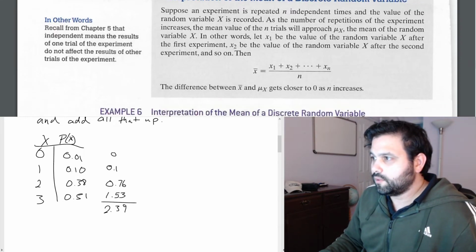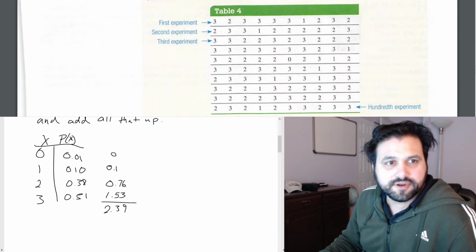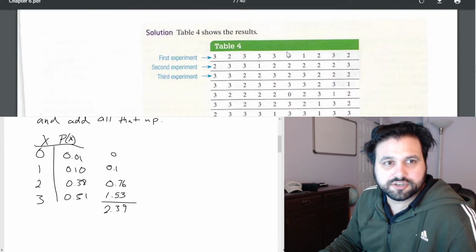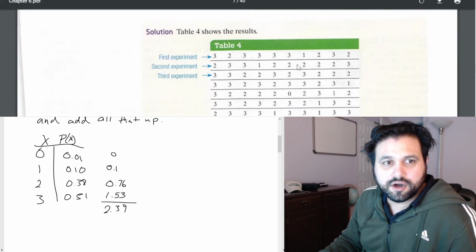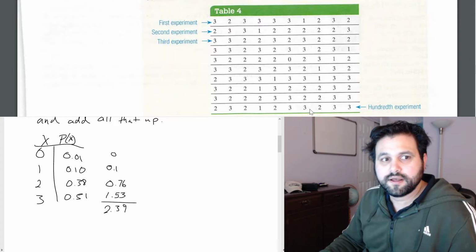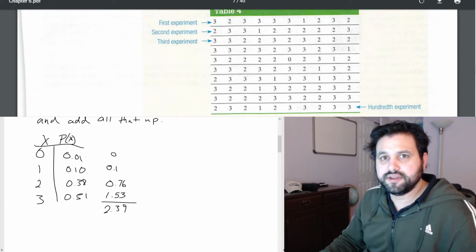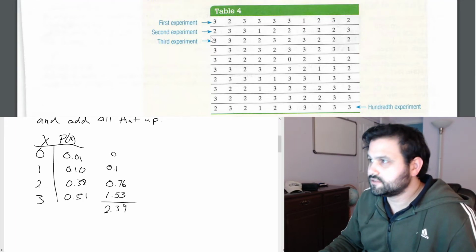And in this book here, they show that they actually did that experiment, right? So here's a bunch of times. They did it 100 times. So 100 different sets of 3 free throws, and they recorded how many free throws they made out of the 3 every single time, right? So here's all that data.